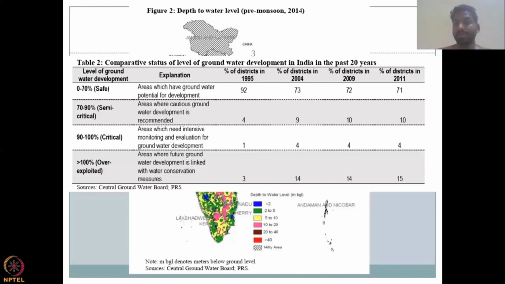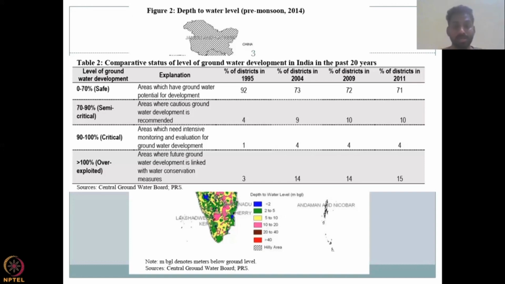Let's see how these different indexes fared, how many districts, or what percentage of districts, from 1995 to 2011. That gives you a good temporal trend of how these indicators changed. In 1995, you have 92% of districts in safe, 4% in semi-critical, 1% critical, and 3% overexploited, which is more than 100%. So most of your aquifers were safe in 1995. Everyone is happy. You can go along and do more groundwater depletion.